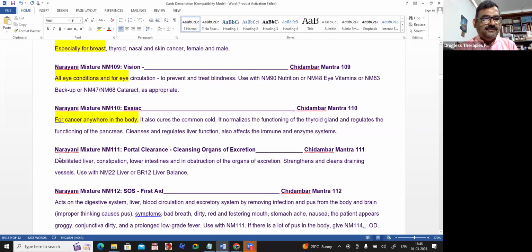So portal clearance is for any constipation-related issue and obstruction in the organs of excretion. And SOS acts on the digestive, liver, blood and excretory systems, removing infection and pus from the body and brain. Even improper thinking causes pus, you see. So thinking should be pure also. It acts on all that, removing infection from the body and the brain.